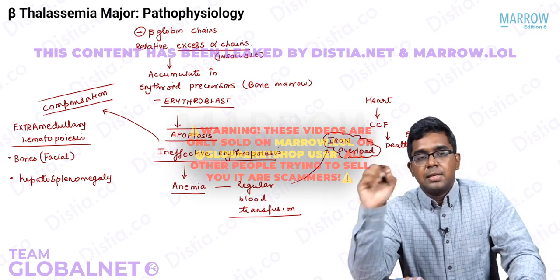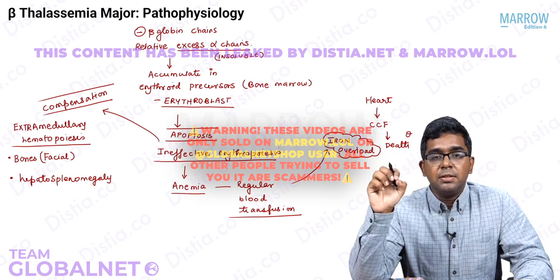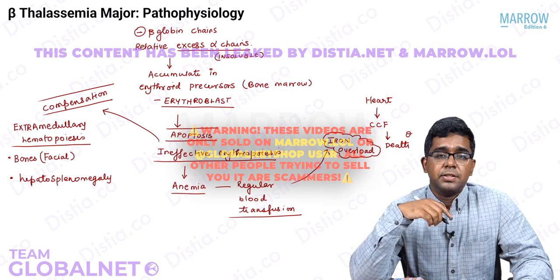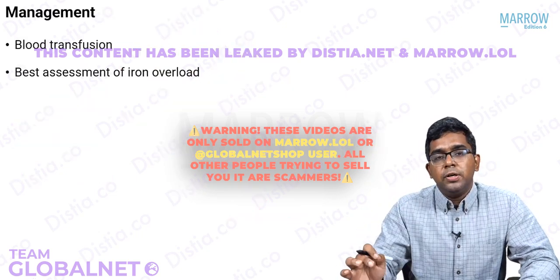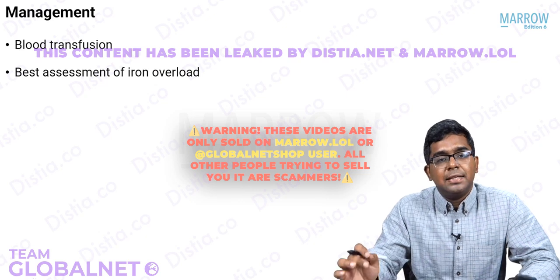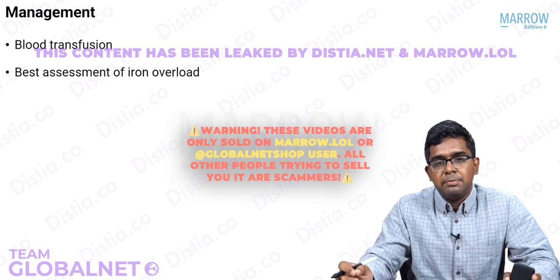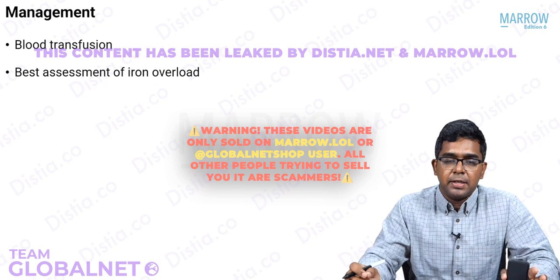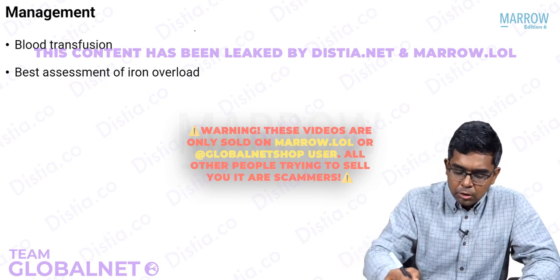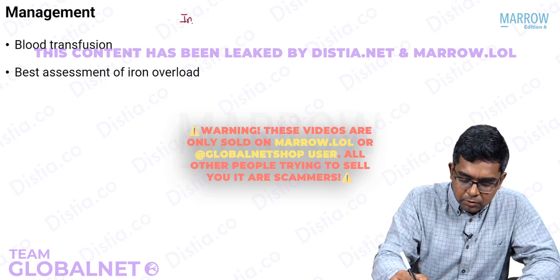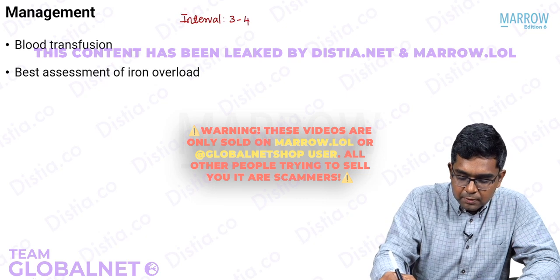So this slide summarizes the pathophysiology as well as the major clinical features noted in case of beta thalassemia major. Now we are going to look at the management of beta thalassemia major. As I have said before, this is a transfusion dependent anemia, so regular blood transfusions are required for this child. Usually it is given at intervals of 3 to 4 weeks.